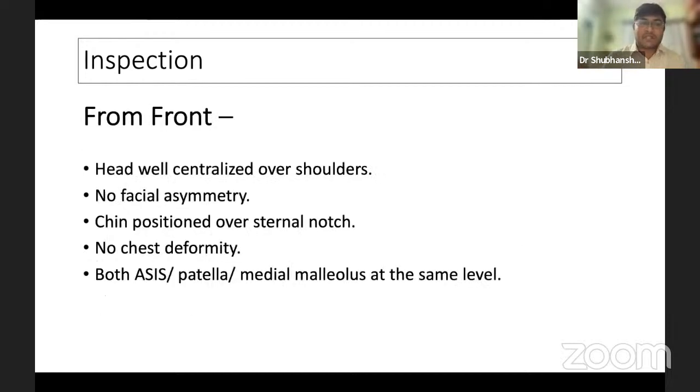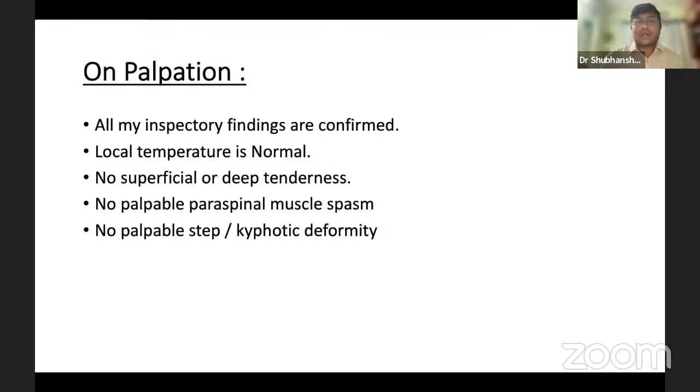From front, head well centralized over shoulder, no facial asymmetry, chin position was over sternal notch, no chest deformity, both ASIS, patella, medial malleolus at the same level. On palpation, all my inspectory findings are confirmed. There is no local rise in temperature or no superficial or deep tenderness. There is no palpable paraspinal muscle spasm, no palpable step or kyphotic deformity.